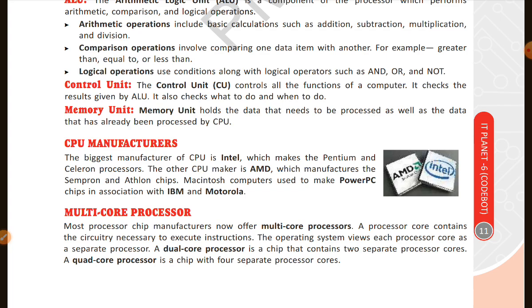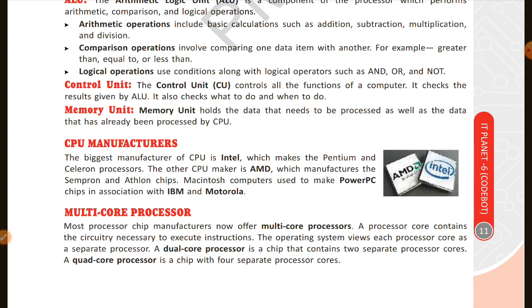The other CPU makers are AMD, which manufactures the Sempron and Athlon chips. Macintosh computers used to make PowerPC chips in association with IBM and Motorola. Basically, these are the companies that make the processor or CPU. But the biggest one is Intel. Next is AMD. AMD basically makes the processors which are used in gaming. And Intel makes the processors used for daily life use.